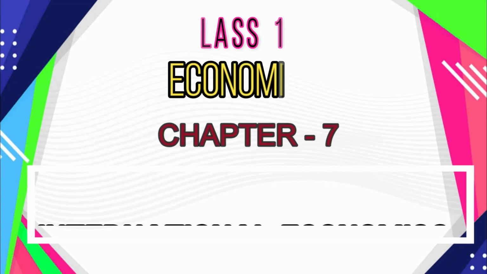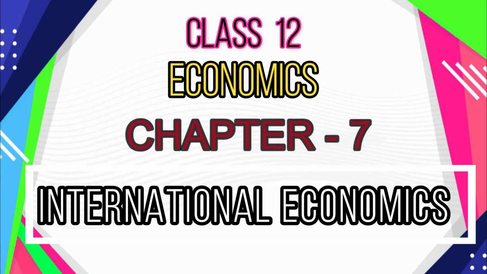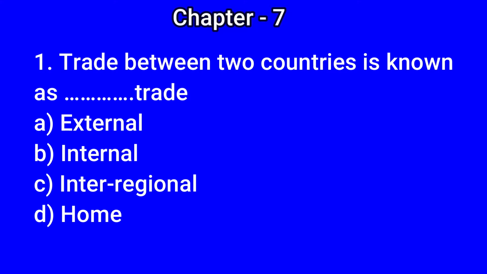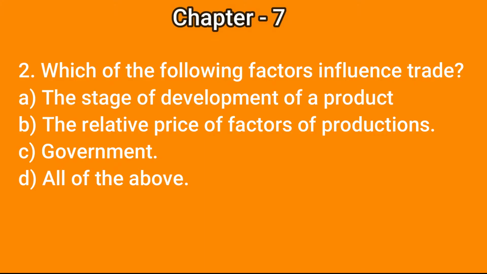Dear students, now we are going to learn the objectives of Chapter 7, International Economics. Question number 1. Trade between two countries is known as dash trade. A. External, B. Internal, C. Interregional, D. Home. The correct answer is A. External.